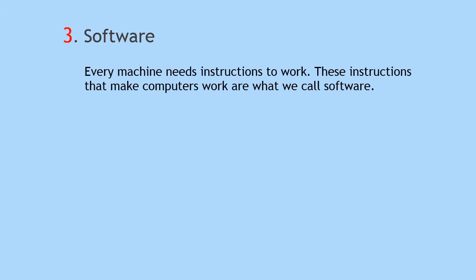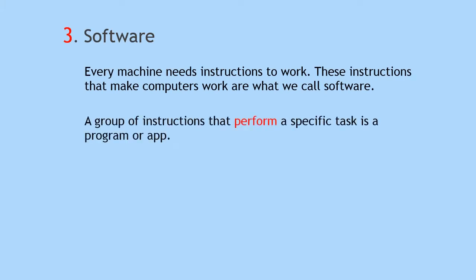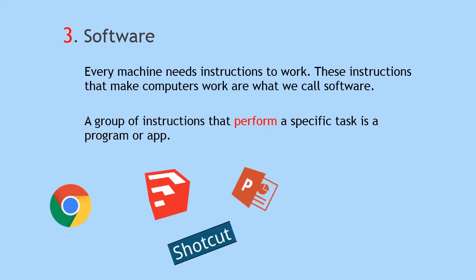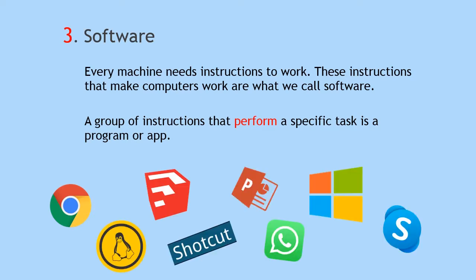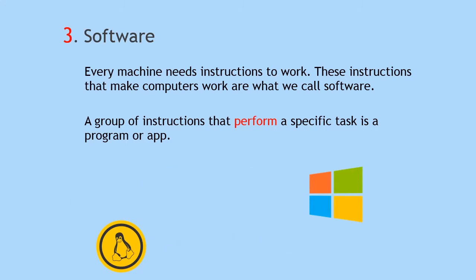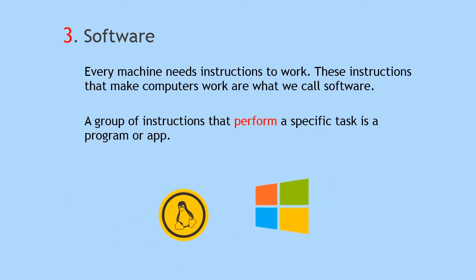Let's talk about software. Every machine needs instructions to work. These instructions that make computers work are what we call software. A group of instructions that perform a specific task is a program or app. I'm sure you know most of these programs and applications. Let's take a closer look at operating systems.